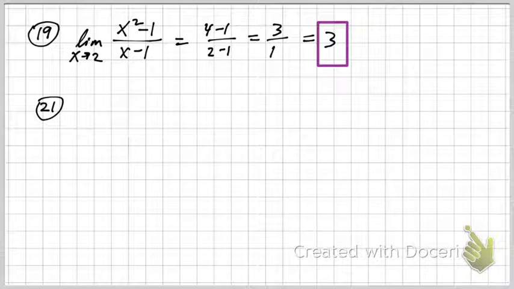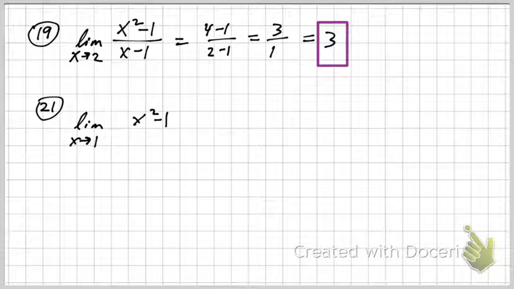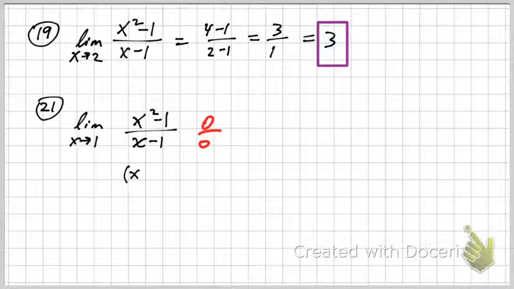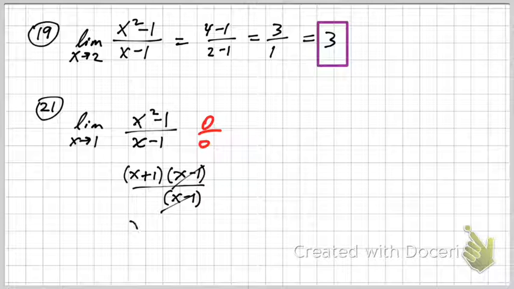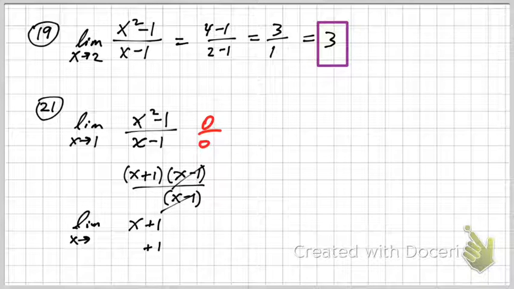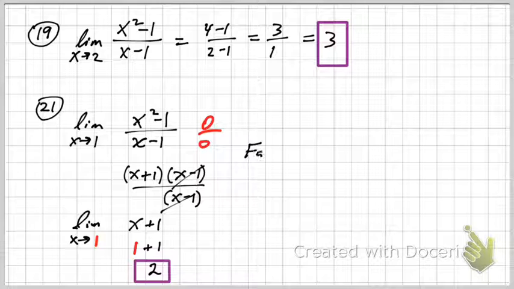21, on the other hand, is the limit as x approaches 1 of x squared minus 1 over x minus 1. If you put 1 in, do you get 0 over 0? So does the top factor? Would it cancel with anything on the bottom? Now we're letting x approach what value? 1. So I get 1 plus 1, or 2 for number 21. I think that would be a factor cancel type.